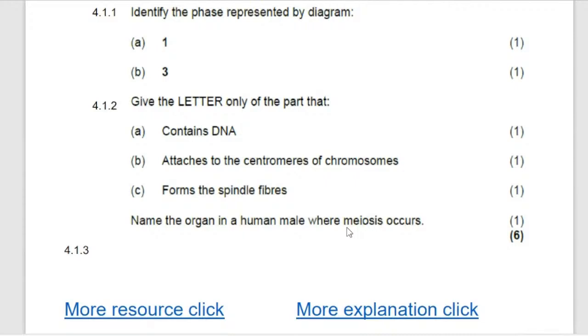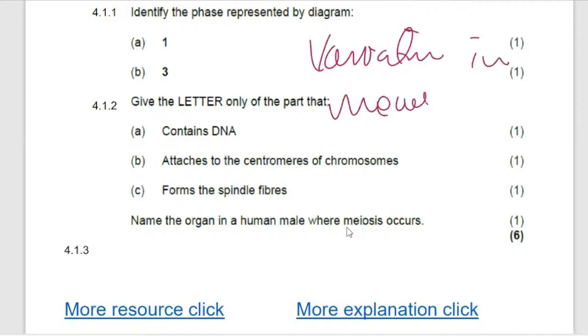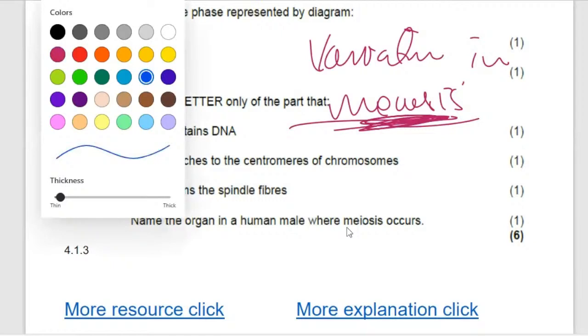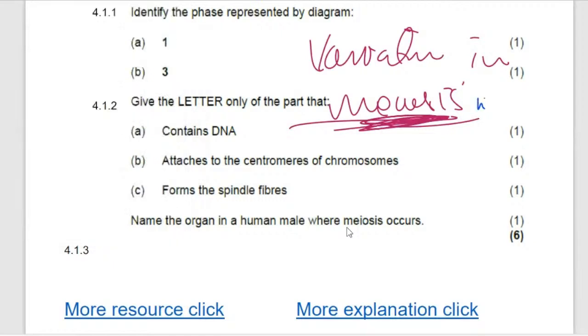Give 2 causes of variation in meiosis. Guys, they are saying in meiosis. They're not talking about the causes of variation in general. So what are you supposed to talk about here? You talk about the random arrangement of chromosomes during metaphase, and also crossing over during prophase 1.